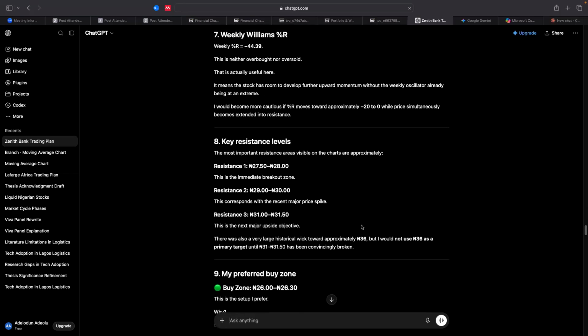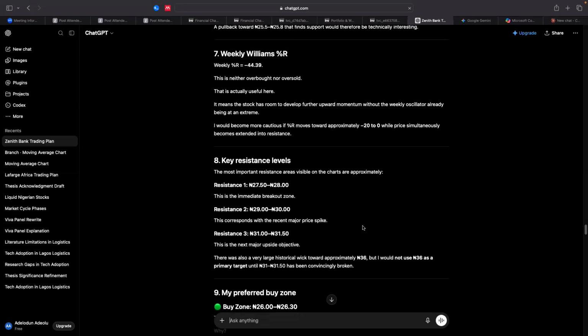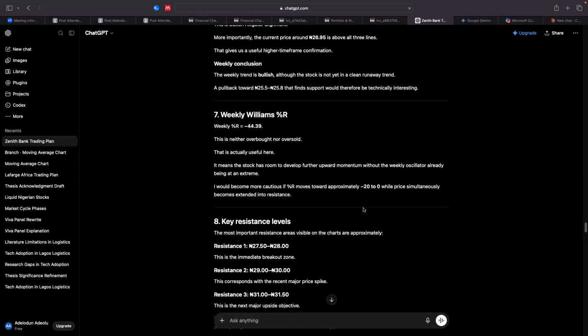Indicating strong institutional accumulation. This gives weight to what we were talking about. Weekly assessment: macro uptrend with weekly breakout confirmation. Now, it goes on.